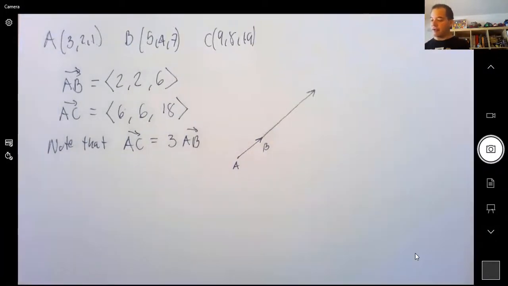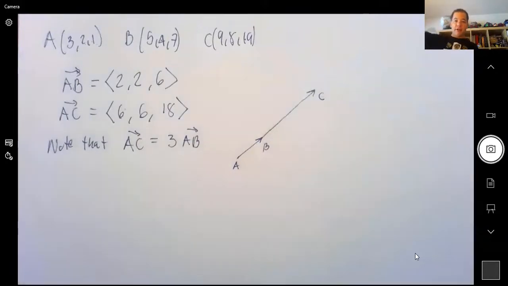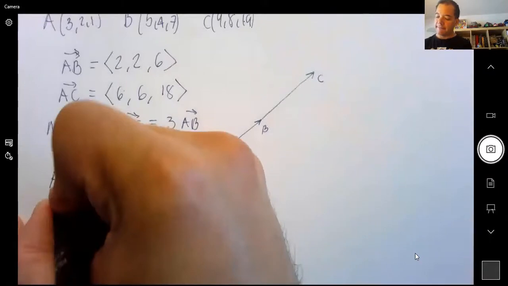So like that, it points in the same direction. So of course they are collinear, right? Because they're in a line. One vector times a constant is the other one. But let's do it with the cross product anyway. So what will be the cross product?